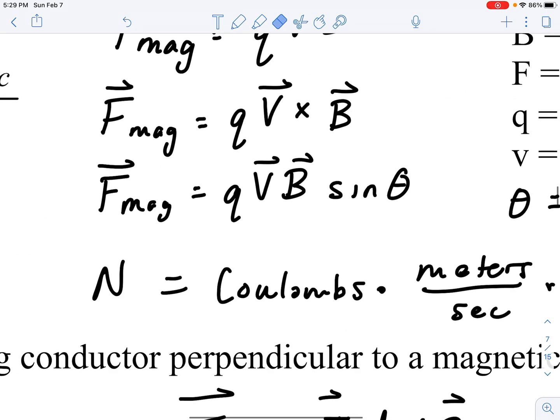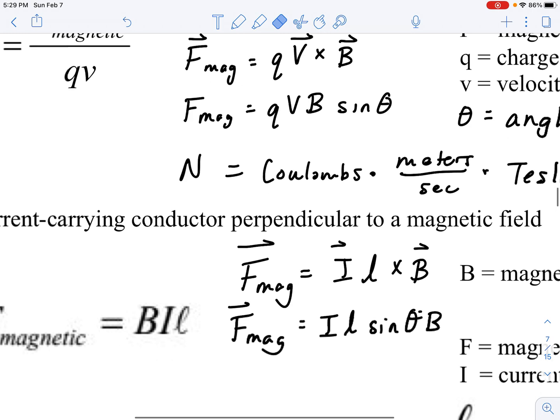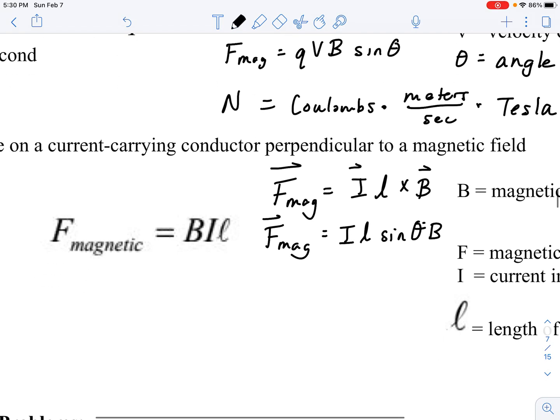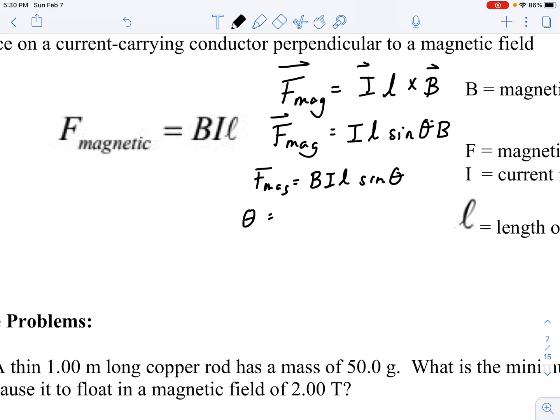And pardon me, because back here I should have taken these off. Once we do a cross product, we don't need to worry about the direction. And we are going to rely on the right-hand rules for direction, much like we rely on force diagrams for direction in other parts of physics. Okay, so the magnetic force is going to equal B I L times the sine of theta, where theta is the angle between I and B.